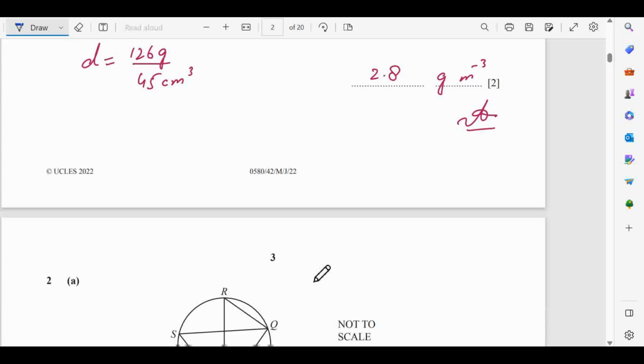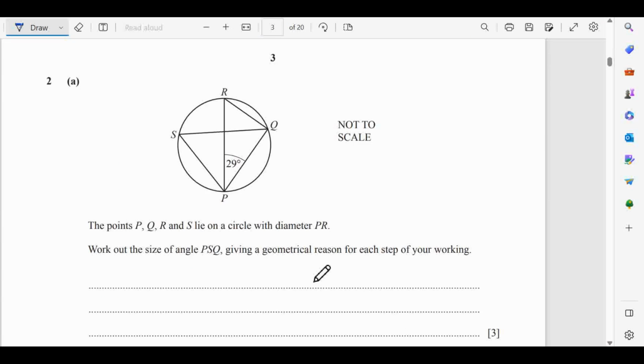Let's move to the next question, question number 2. The points P, Q, R and S lie on a circle with the diameter PR. It means that this is the diameter. Work out the size of angle PSQ, which means that we have to find out this angle, giving a geometrical reason for each step of your working.